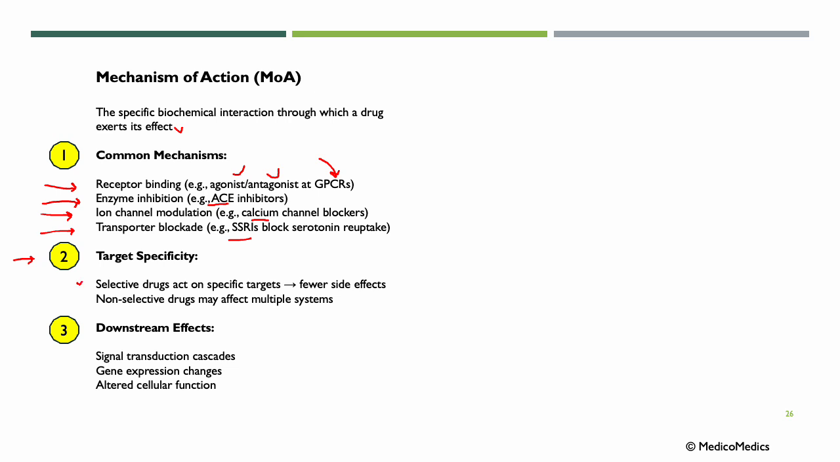Now, drugs also differ in target specificity. So selective drugs act on specific targets and typically have fewer side effects, while non-selective drugs may act broadly across systems, increasing the risk of adverse effects. Now, once a drug binds to its target, it can initiate downstream effects like signal transduction cascade, for example, gene expression changes, or altered cellular function.